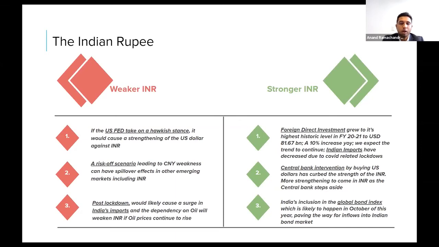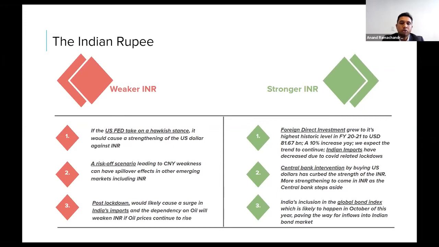Cases for a weaker INR, essentially, if the US Fed starts moving toward a hawkish stance and plan to increase interest rates, we believe that there'll be some strengthening in the US dollar. Also, if there's a risk-off scenario leading to Chinese yuan weakness in the market, I think that'll spill over as an effect into other emerging markets like the Indian rupee.